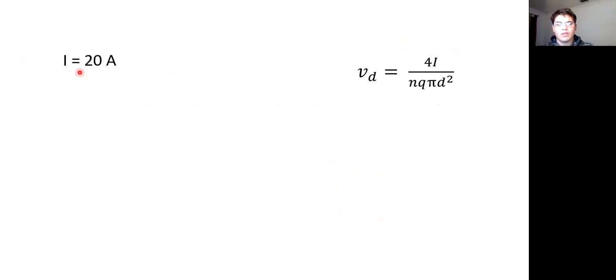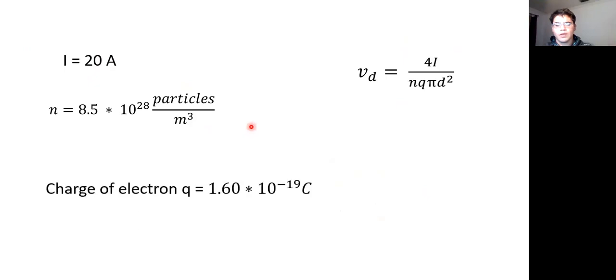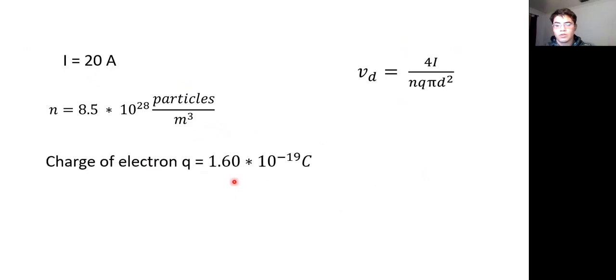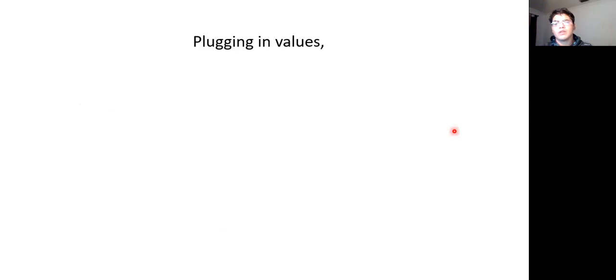So we have the current, they gave that to us, 20 amps. We have N, which we just converted from centimeters to meters. We have the charge of each electron, which they also gave us. We also have pi, which is just a constant. And we have the diameter, which we also converted. So now we just have to plug in values and we're going to get our answer.